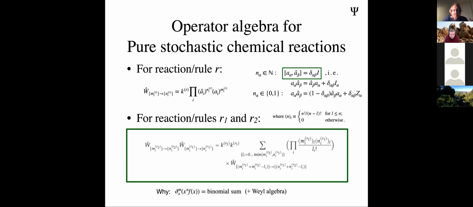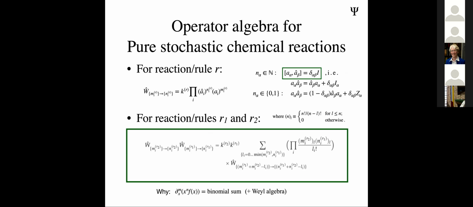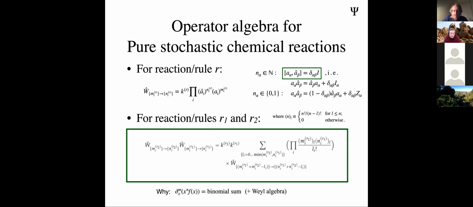And so the operator for a reaction looks like an annihilation operator annihilating all the things on the left side of the rule, and then a creation operator instantaneously thereafter creating all the things on the right-hand side of the rule, multiplied by the propensity.